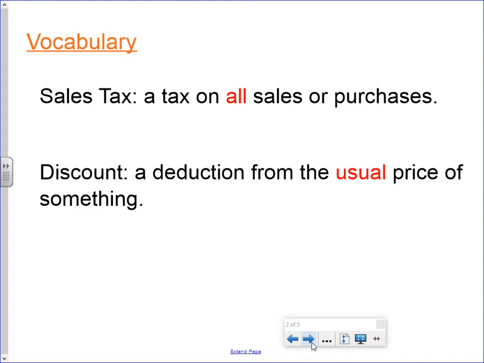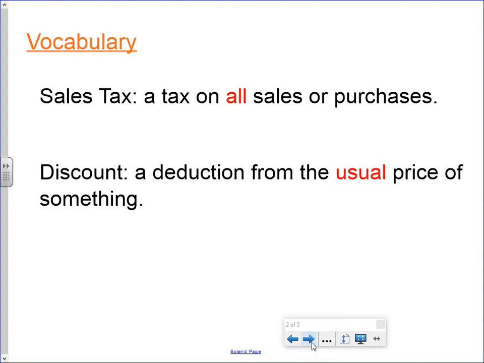The other vocab word is discount, a deduction from the usual price of something. So if I have a coupon that says I get 30% off, when I take my pair of shoes up to the cash register, they're going to scan my shoes, which is going to come up as $25, but when they scan my coupon, it's going to take 30% of the price away so that I pay less.